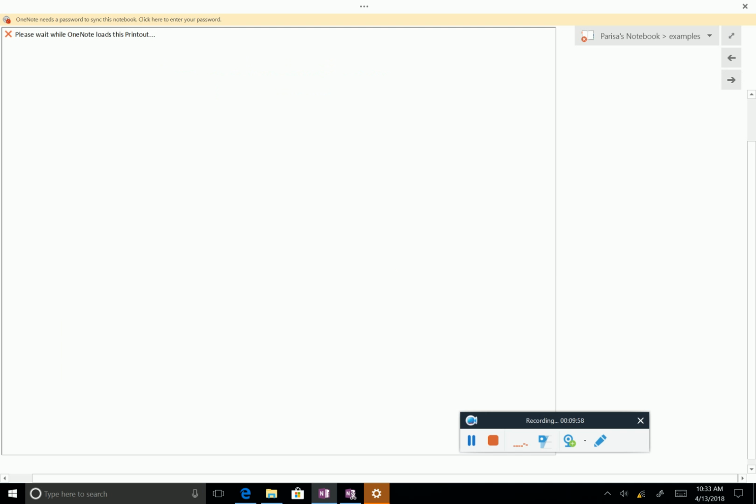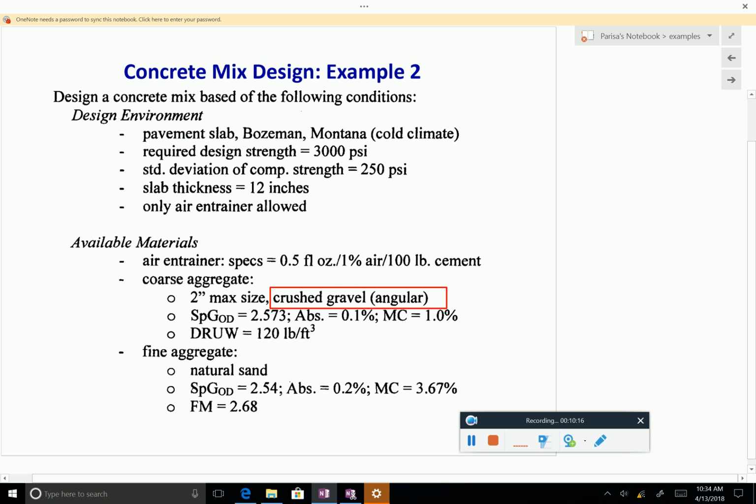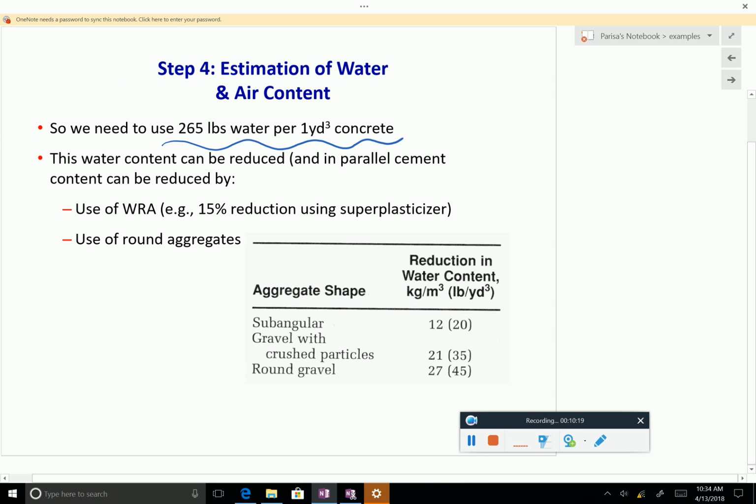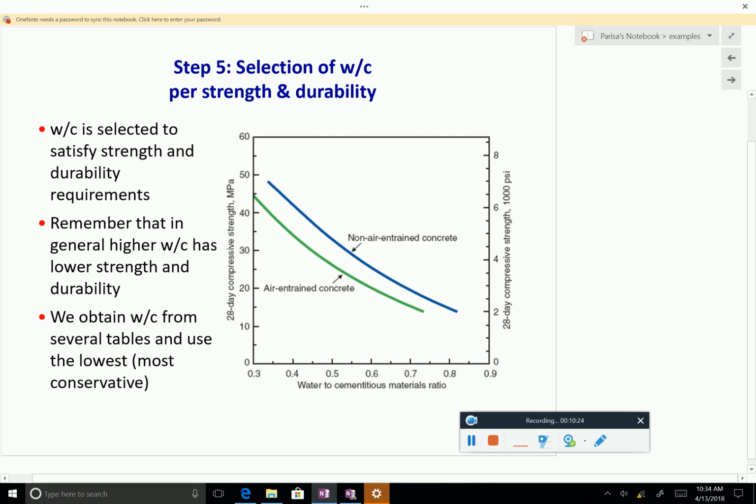So now you have the water. You need to calculate, we need to check if you want to reduce the amount of water because of the shape of the aggregates. You have angular, so it doesn't really work. And now you need to find water to cement ratio. I want to see that you do this on your own. So just ask me questions and move on.